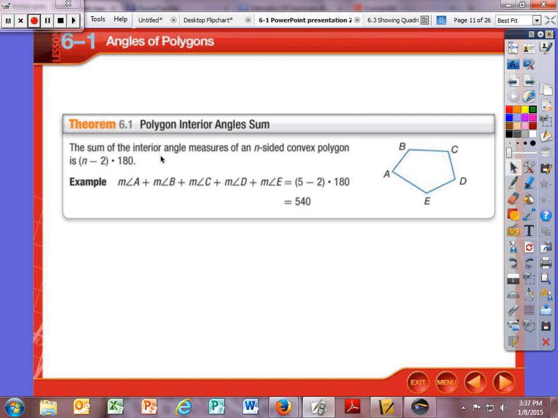So here's what it says. The sum of the interior angle measures of an n-sided convex polygon is calculated as doing n minus 2 times 180. Remember, n is the number of sides. So again, notice we have 1, 2, 3, 4, 5 sides in this figure. So if n is 5, I'm going to just simply plug in 5 minus 2, which gives me 3. Then I will multiply by 180 and I will come up with a sum of 540 degrees. So all that means is when I add up angle A, angle B, angle C, angle D, and angle E, the total should give me 540 degrees.